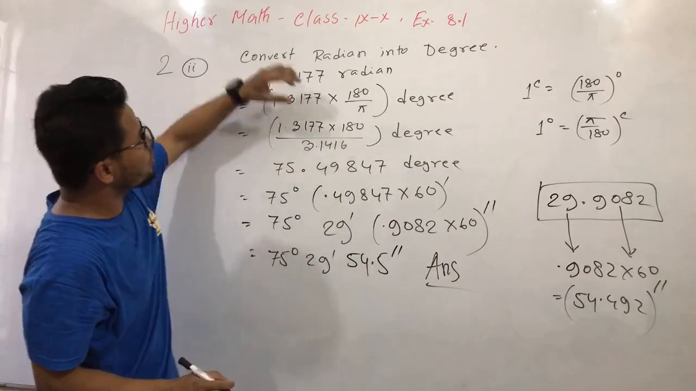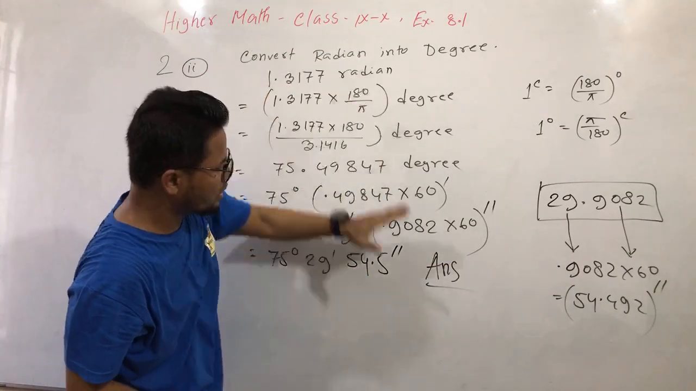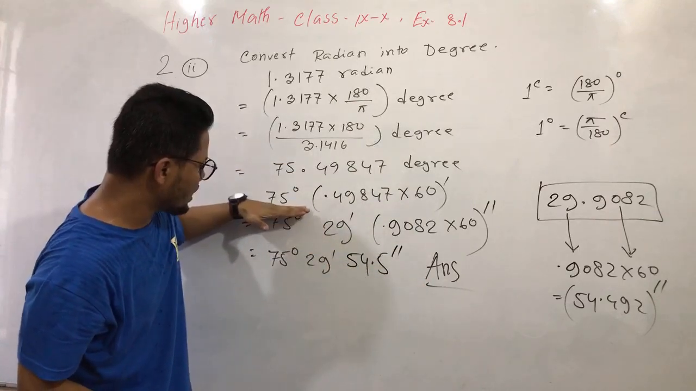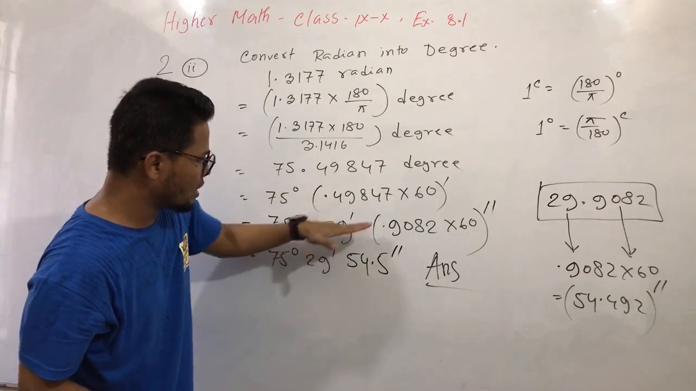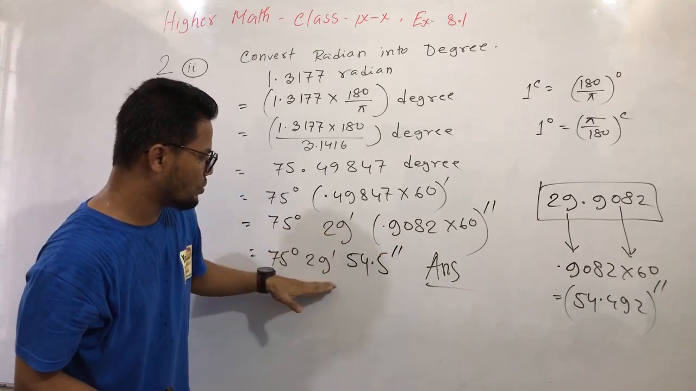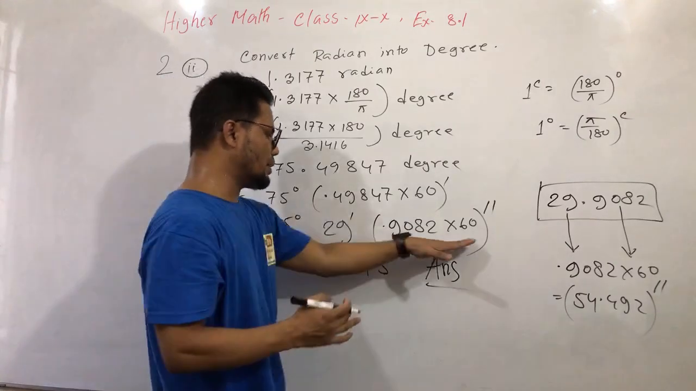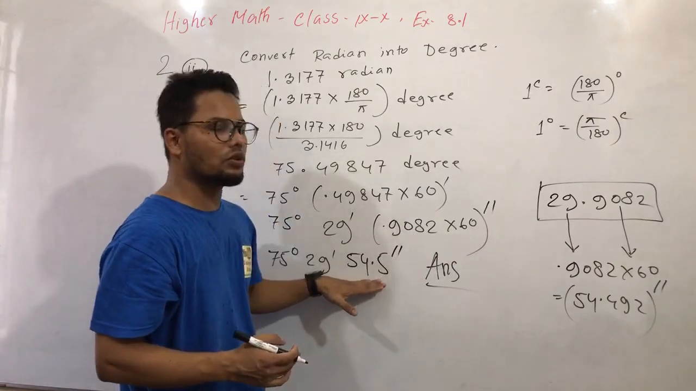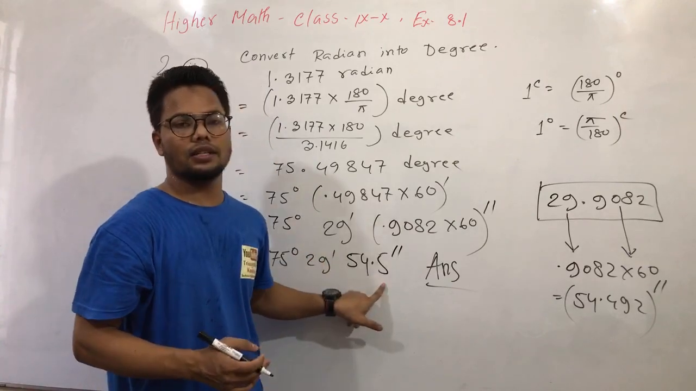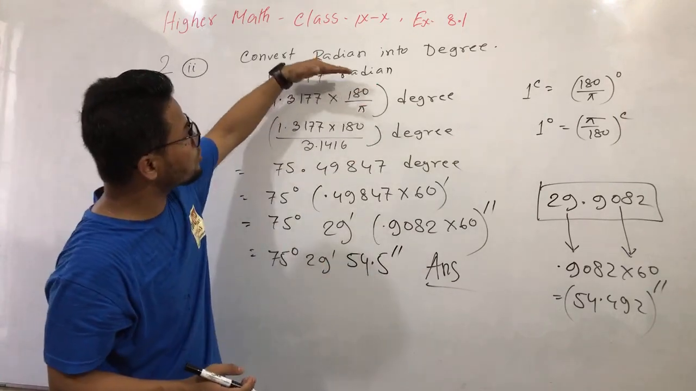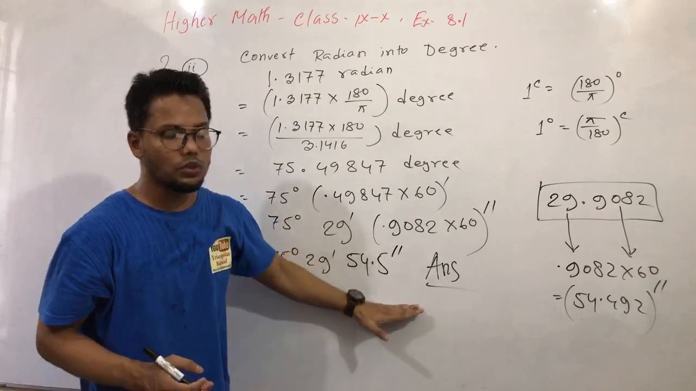So this is the relation between radian and degree. Firstly, this number is the degree. Then the decimal part is multiplied by 60, and this one will be the minute. Then again, multiplying the decimal part by 60, this one will be the second. I think this is the method of how to convert a radian angle into a degree angle.